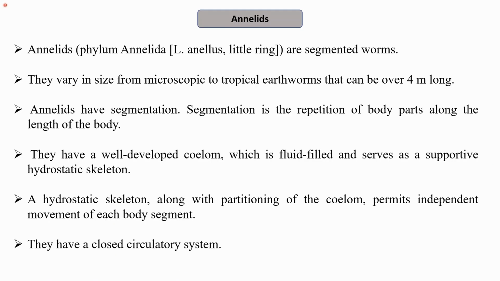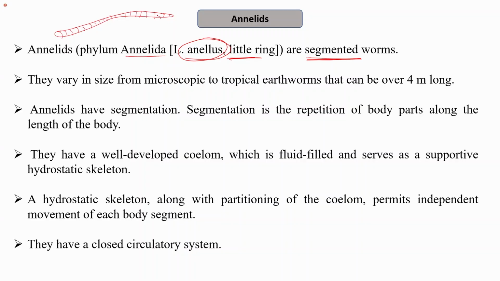So, why the name Annelids? Why are they called Annelids? The term Annelid, that is the phylum Annelida, has been derived from the Latin word annulus. This annulus means little ring. And we will see that in phylum Annelida we have worms that have a ring-like body structure. Their body is divided into different segments. So they are segmented worms.